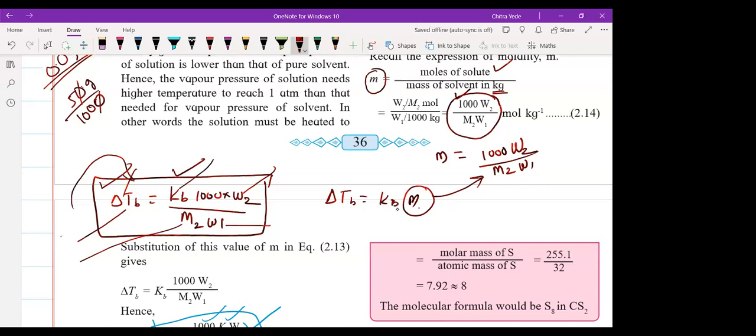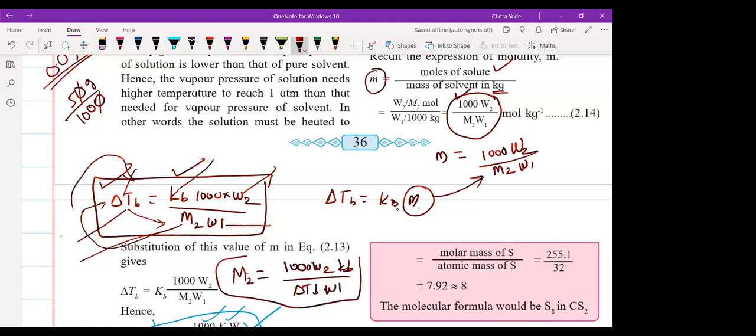Now we have to calculate molar mass. What I'll do, I'll just transfer M2 here, and delta TB over there. So now we have a new formula for capital M2, meaning molar mass of solute. So it equals 1000, we write first because it is a number, so I am writing number first, 1000 into W2 into Kb divided by delta TB into W1. So this is the formula.